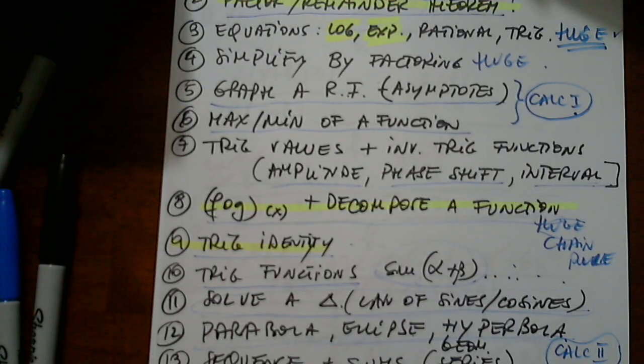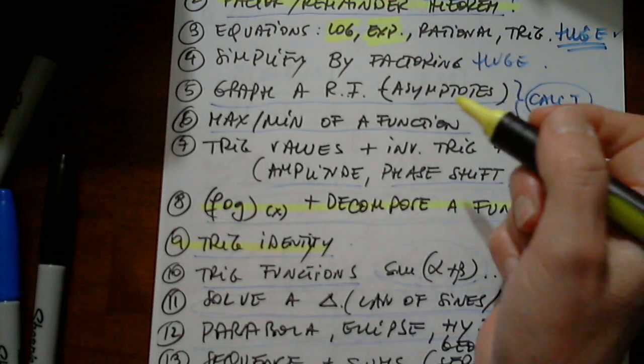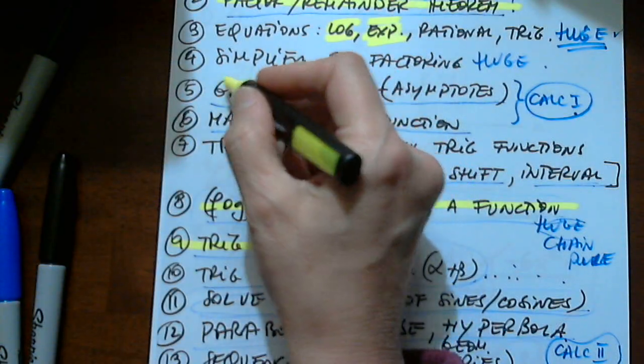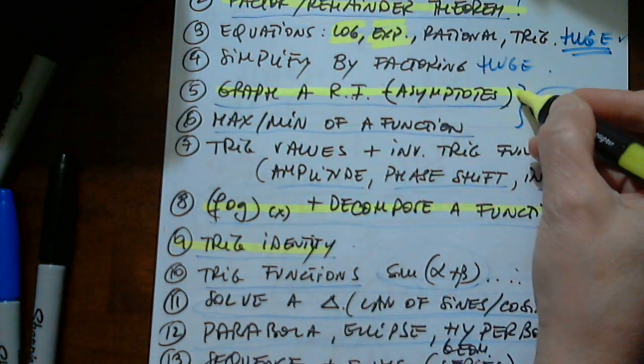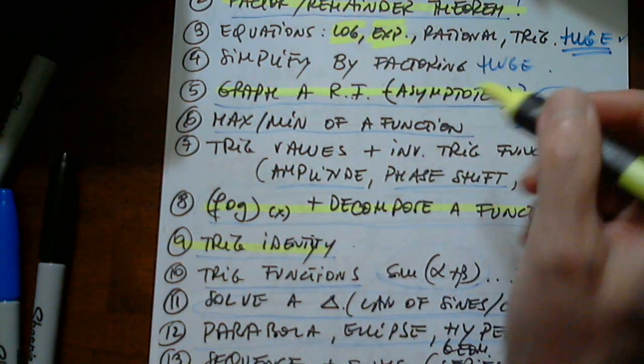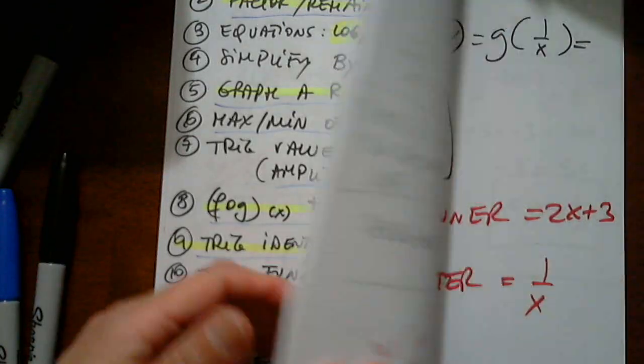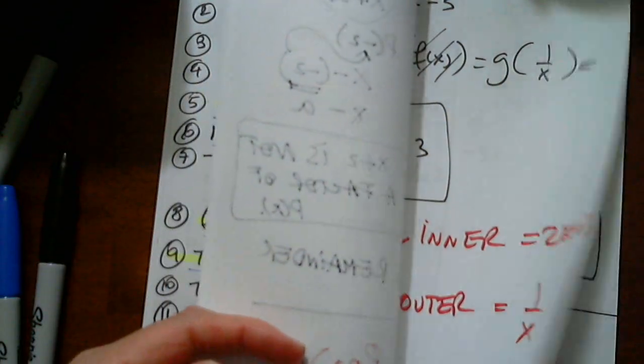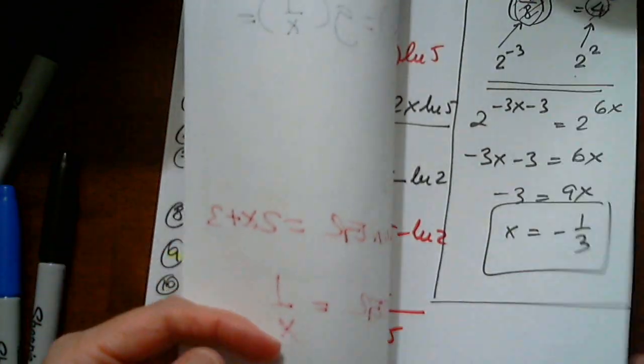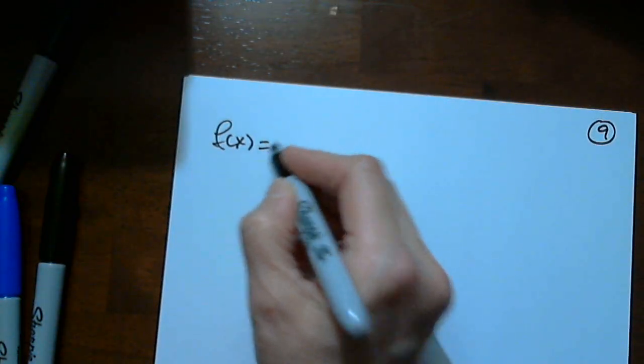Yes, for number 5. What is number 5? The graph of a rational function. Okay. This one? Yes. Perfect. Good pick. Page 9. So here's an example.